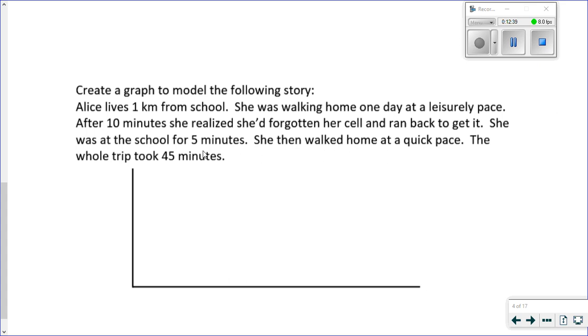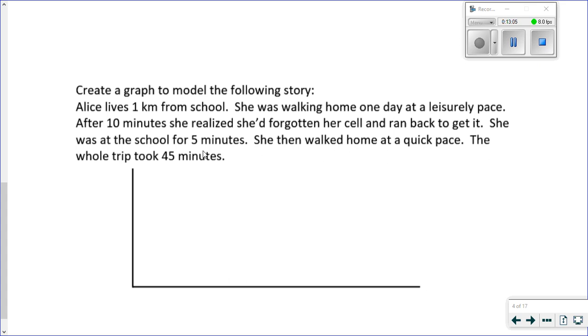All right, so create a graph to model the following story. Alice lives 1 kilometer from the school. She was walking home one day at a leisurely pace. No idea what leisurely is. We just know that it's slowish. We're not rushing. All right, we're trying to look cool. After 10 minutes, she realized that she'd forgotten her cell and ran back to get it. So she was at the school for 5 minutes, and then she walked home at a quick pace.